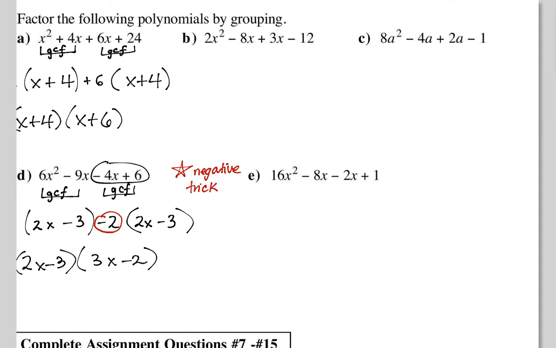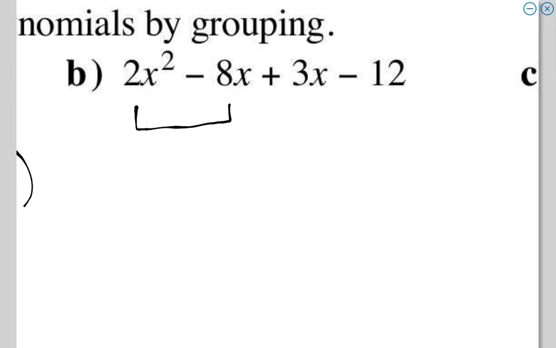Okay. Next one. What's coming out of that first pair? What's coming out of this first pair? Can't take 8 out of 2. You can take out a 2. Can you take out an x? 2x. What are you left with when you remove 2x? X minus 4. Good. Now what's coming out of the second pair?